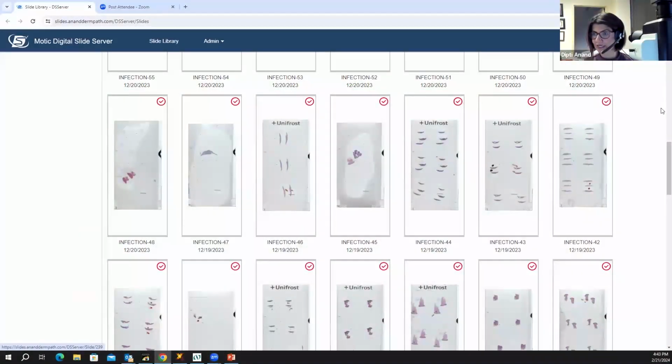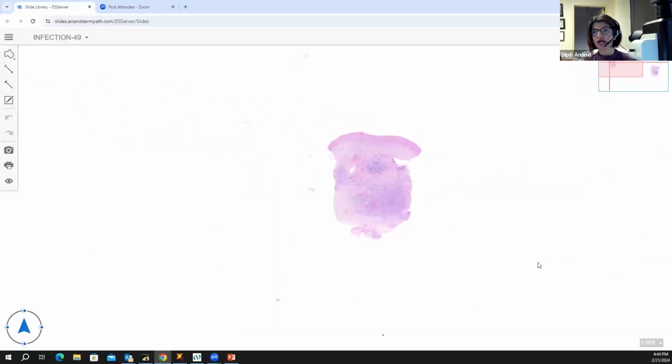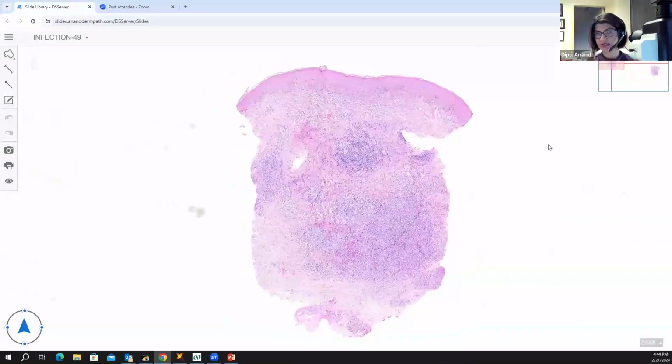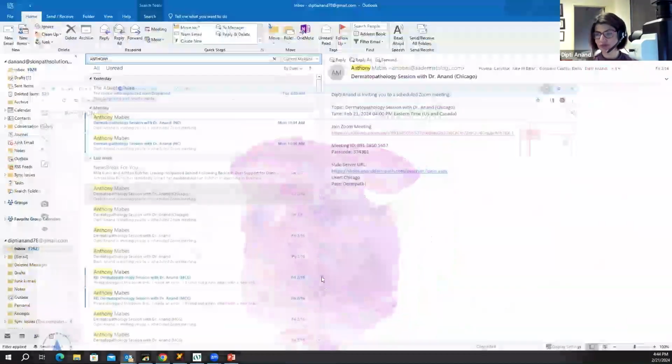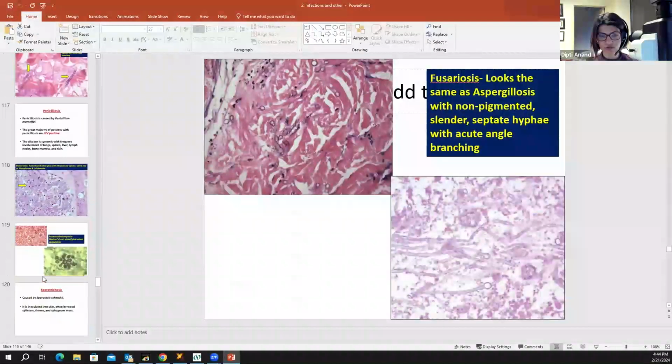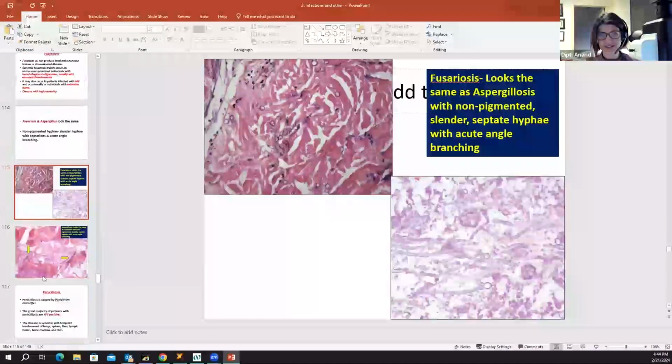Okay, let's go to our next one. Now we are going to be talking about deep fungal organisms and how size matters. So we have to kind of memorize this based on the size of the organism. So how do we go by the size?